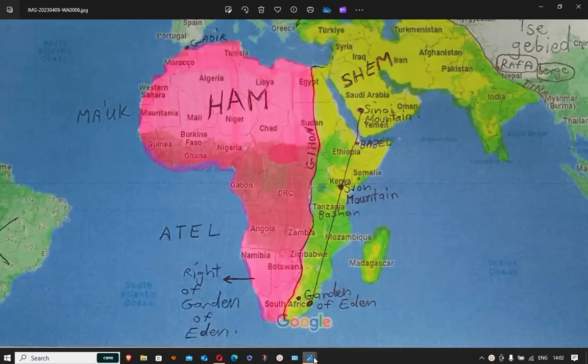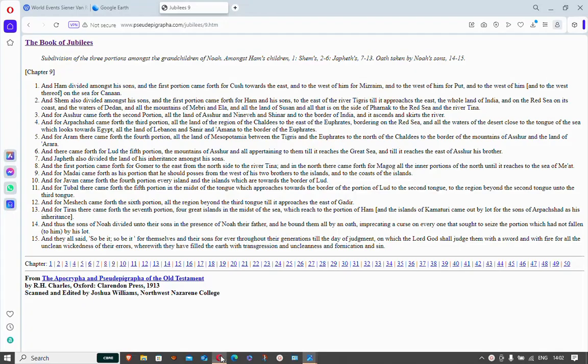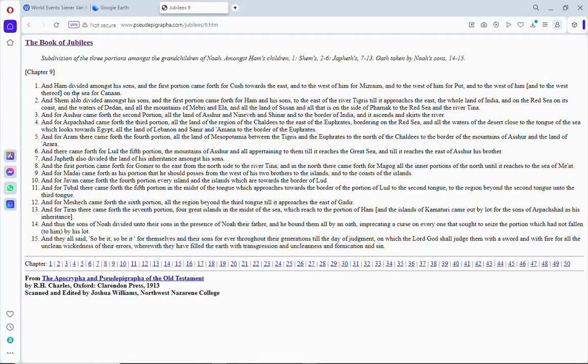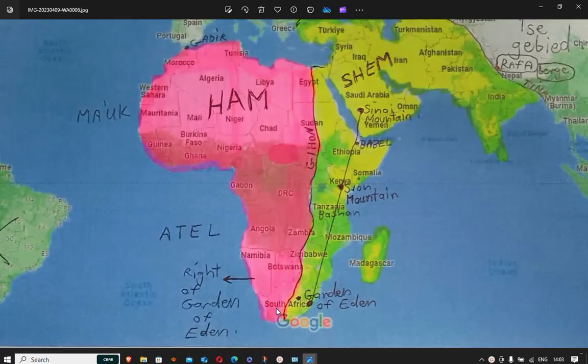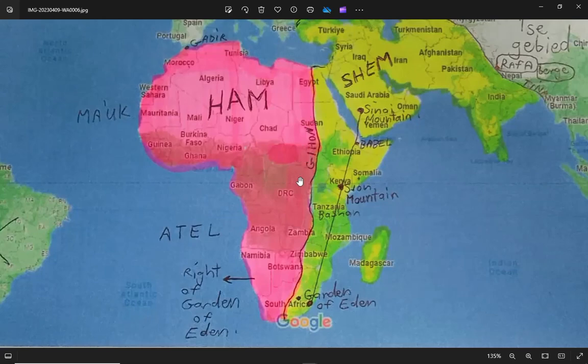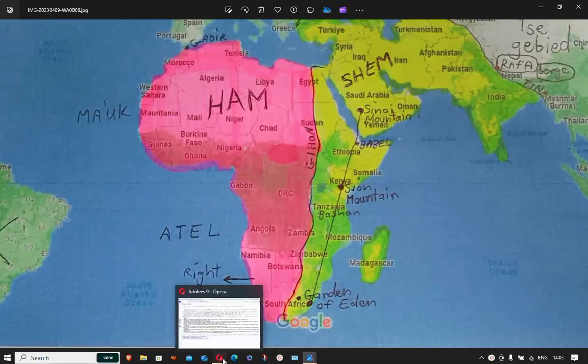So let's go back to the verse. And Ham divided amongst his sons, and the first portion came forth for Cush towards the east. Towards the east means on the east is this side of the area they got. Remember, he got up to the Gihon, so closest to the Gihon River, the Nile River. This is what the first son received.